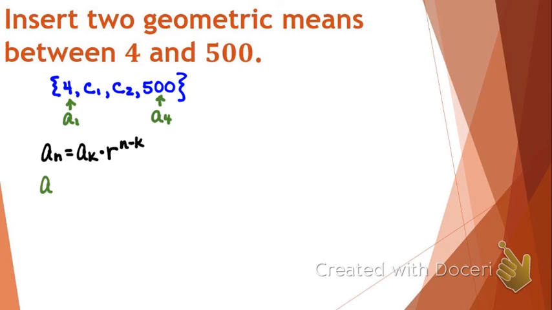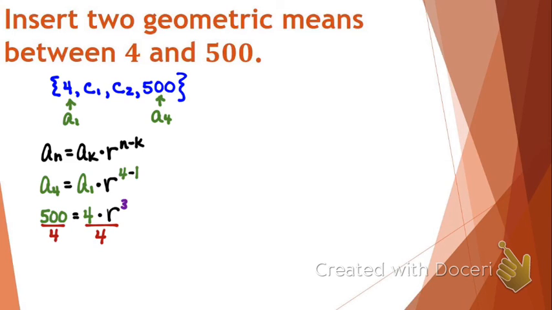So I've got the fourth term and the first term. What's my exponent going to be? 4 minus 1 equals 3. So we're substituting 500 in the place of a sub 4. We're substituting 4 in the place of a sub 1. And then we have r to the third power.